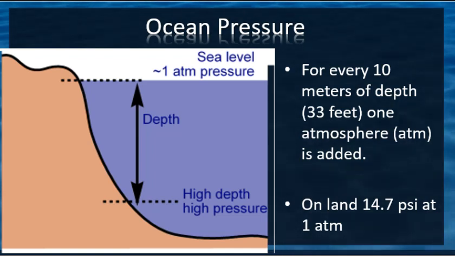So for every 10 meters of depth, that's 33 feet, 1 atmosphere of pressure is added. So I think your top blank might be: what is the pounds per square inch at the surface or on land, right down at the ocean? It is 1. Okay, so 1 atmosphere. In fact, that's where we come up with that whole deal: down at the ocean level, we come up with the air pressure, the atmospheric pressure, okay? The higher you go, the lower the pressure gets.